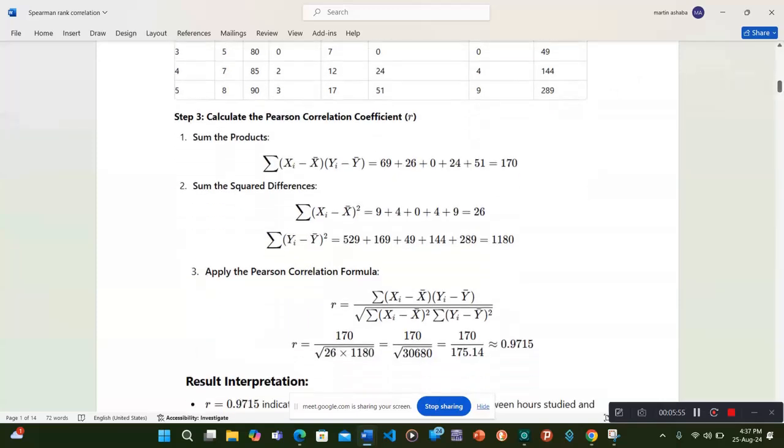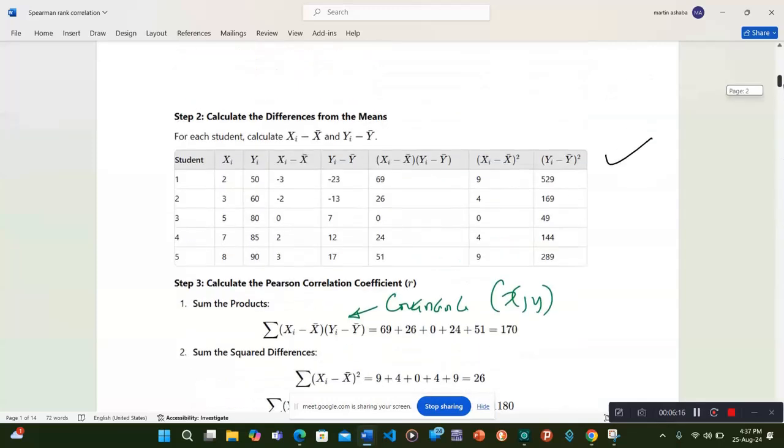Then this one we are calling the sum of the products, and others call it the covariance between X and Y. Then you sum the squared differences. The squared differences obviously are here: the difference is here, so its square is here, and the difference for this Y is here.